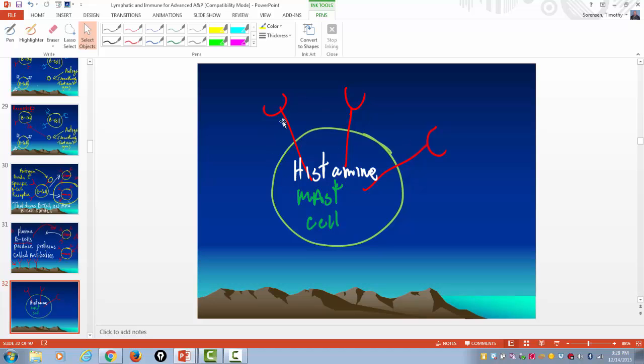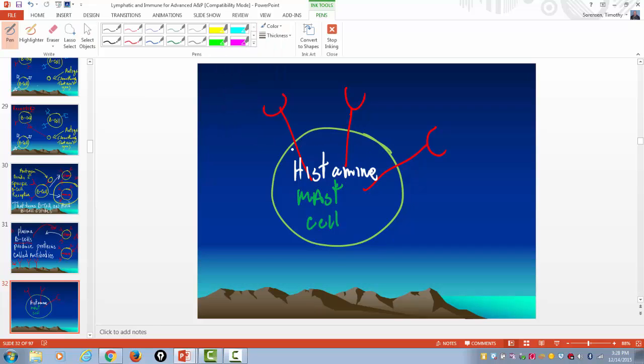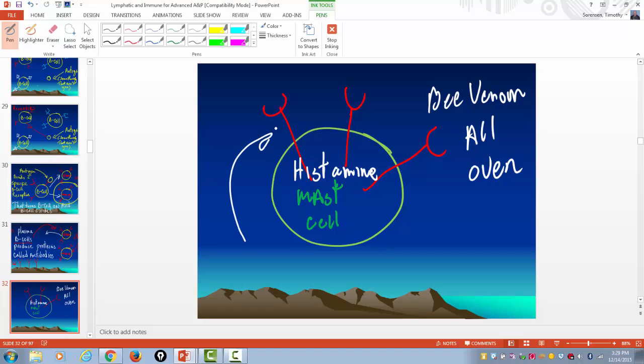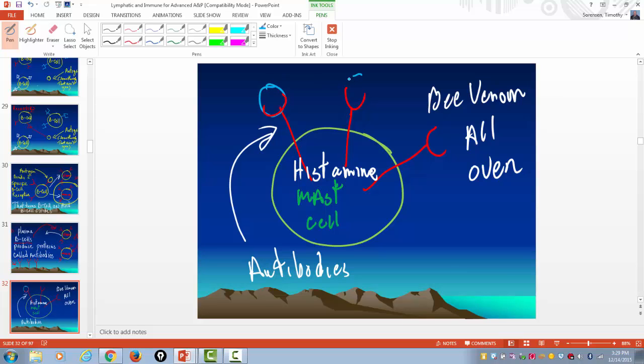So here's the antibodies. Now, remember that in people with allergies, those antibodies attach themselves to mast cells. What do mast cells contain? Histamine. Where's the bee venom? All over. What's the job of the antibodies? The job of the antibody is to attack the antigen, right? So here's bee venom. We'll make bee venom, I don't know, make it blue. Here's the kicker.